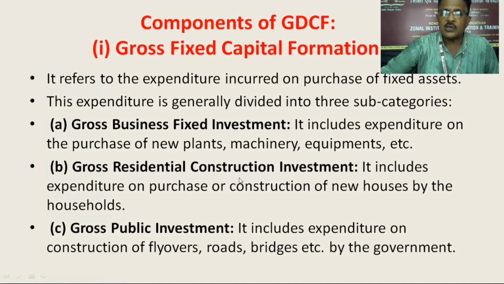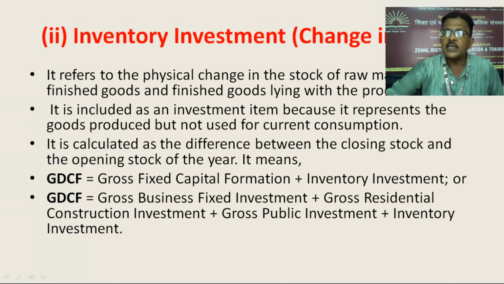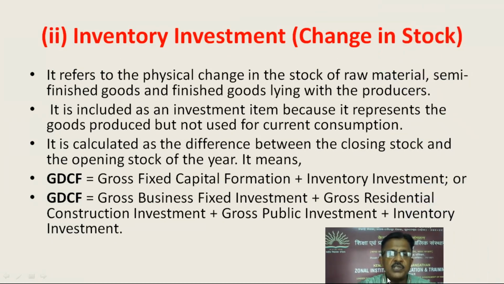Gross residential construction investment. It includes expenditure on purchase or construction of new houses by the households. Gross public investment. It includes expenditure on construction of flyovers, roads, bridges, etc. by the government. Then the second component of gross domestic capital formation is inventory investment, that is change in stock.